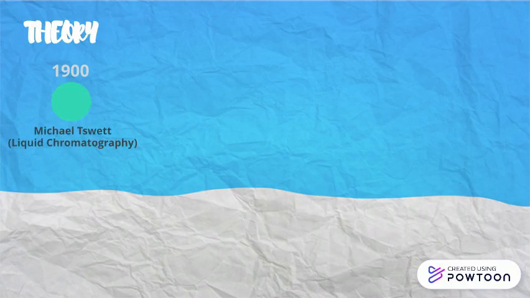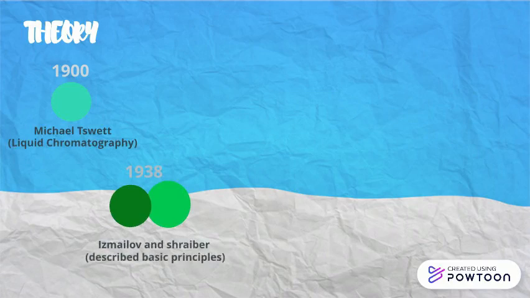The development of the chromatography method started in the 19th century by Michael Tswett. Michael Tswett is credited as being the father of liquid chromatography. In 1938, Izmailov and Shraiber described the basic principle and used it for the separation of plant extracts.